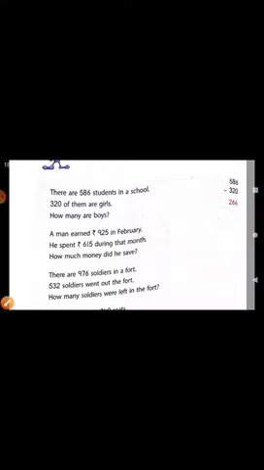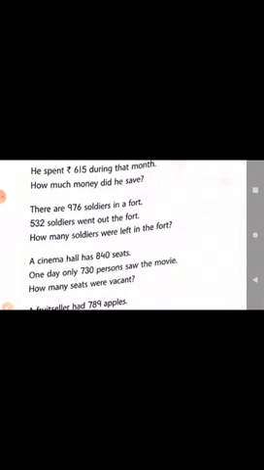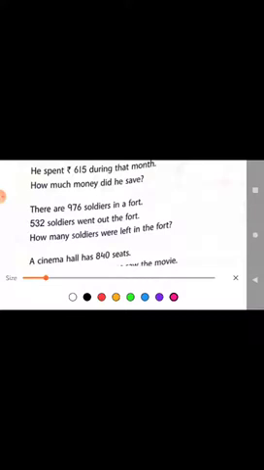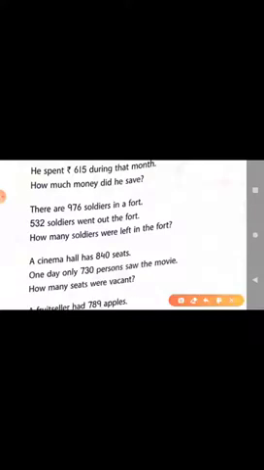Now next is, there are 976 soldiers in a fort. 532 soldiers went out of the fort. How many soldiers were left in the fort? Number of soldiers in the fort is given, that is 976. And out of 976 soldiers, how many soldiers went out? 532 soldiers went out. Now how many soldiers were left in the fort? If from the total number of soldiers we subtract the soldiers who went out of the fort, we will get the number of soldiers who were left.